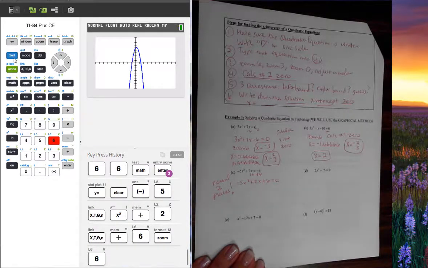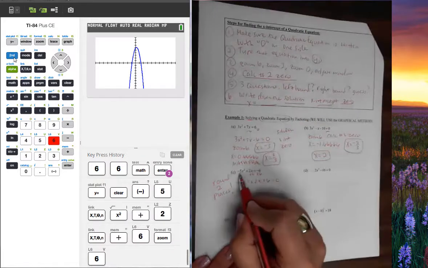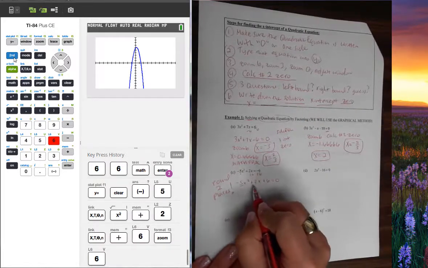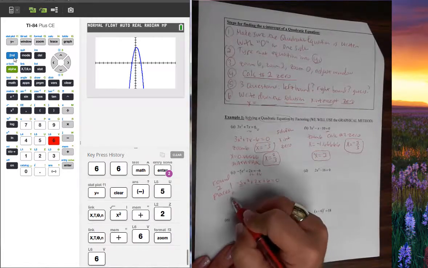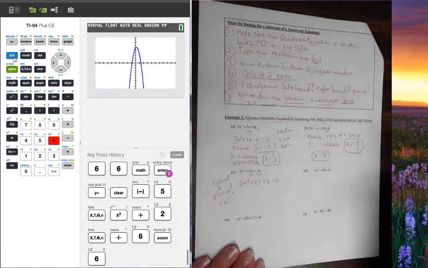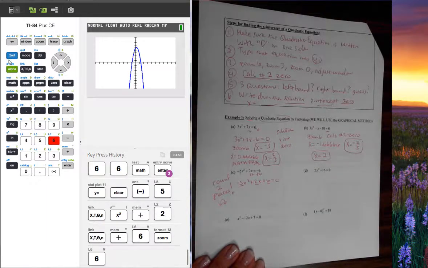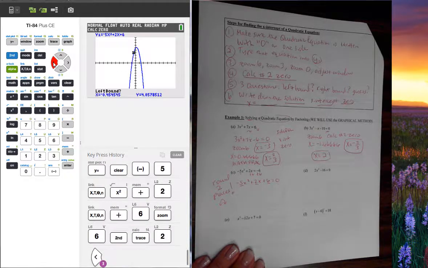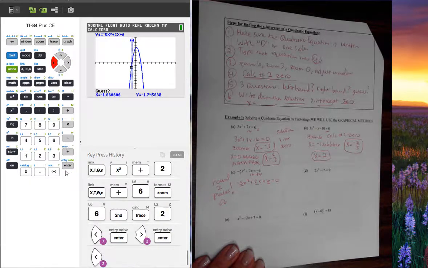Let's give this one a try. So remember, look at the picture, it's concave down. When the A value is negative, that's your A, your B, and your C. When the A value is negative, it's concave down. And that's how this picture is. That's just a review question. So let me see, I want to calculate the zero and do left bound. Press enter, right bound, press enter, and guess. Press enter.